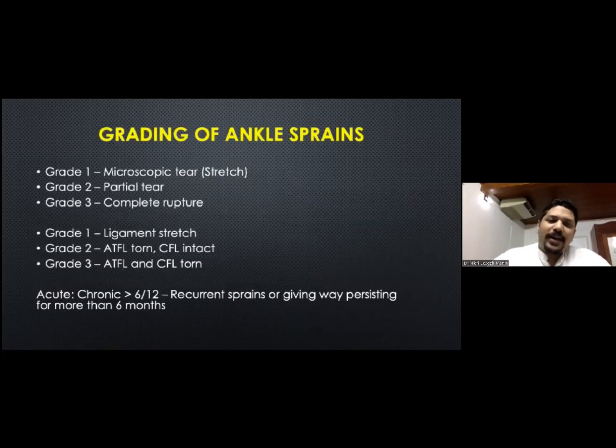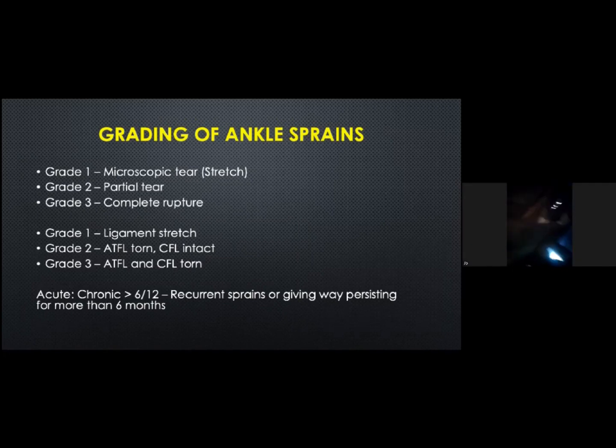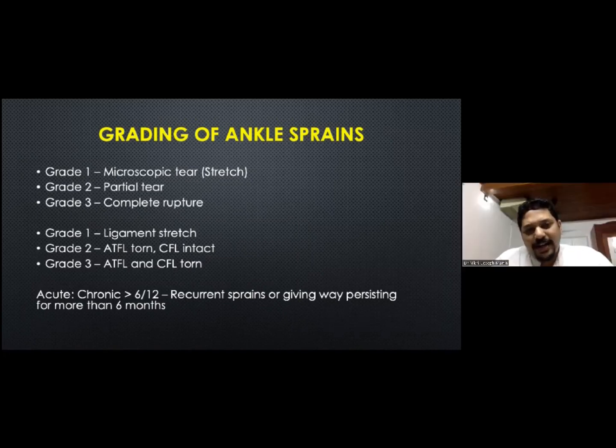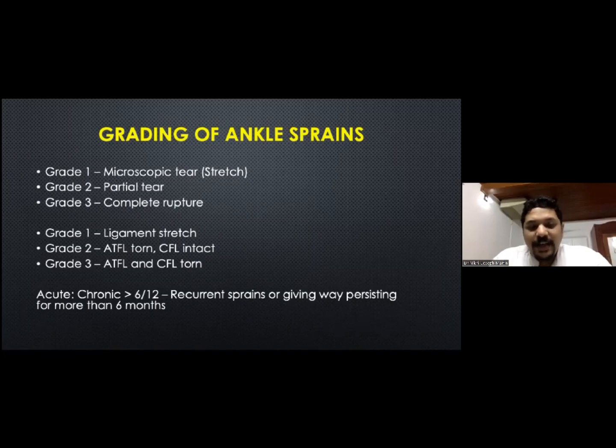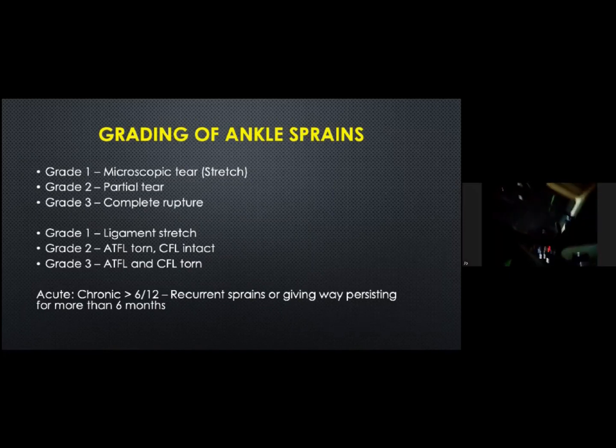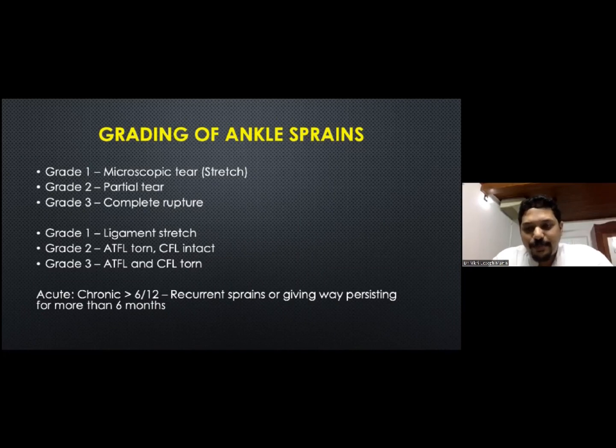The most common grading system we use in ankle sprain is the Chapman classification, divided into grades 1, 2, and 3. In grade 1, there is usually a microscopic stretch or tear. In grade 2, there is a partial tear of the ATFL, but the CFL remains intact. In grade 3, there is a complete rupture of both ATFL and CFL. Any injury with recurrent sprains or giving way persisting for more than 6 months is labeled as chronic ligamentous instability.